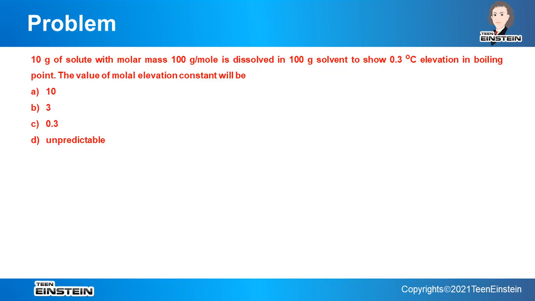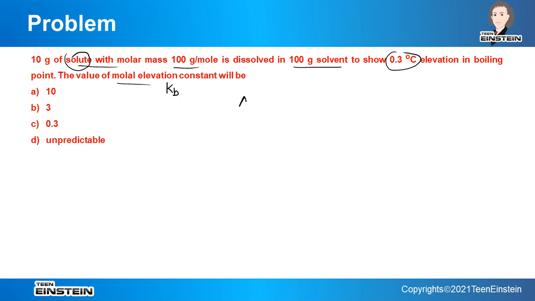So regarding this expression, here we have a problem. 10 gram of solute, the solute molar mass is given as 100 gram per mole, and we are dissolving it in 100 gram solvent, and it is showing 0.3 degrees centigrade elevation in boiling point. So what we have to find out? The value of molal elevation constant, that means we have to find out Kb.